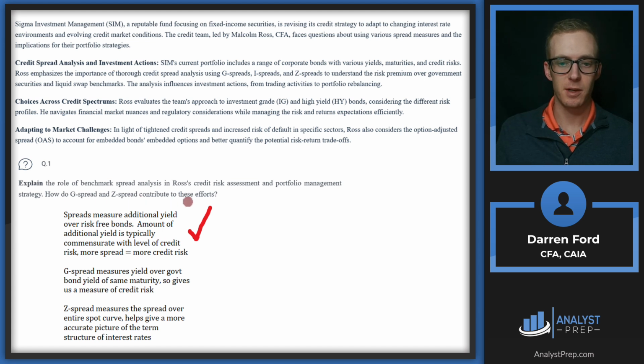So how do G spread and Z spread contribute to these efforts? G spread is measuring the yield over government bond yield of the same maturity. So this is giving us a measure of credit risk at a specific point in time for a security relative to that same maturity. So this is going to be kind of pure credit spread, 1-to-1 bonds in the portfolio. And then Z spread measures the spread over the entire spot curve, helps give a more accurate picture of the term structure of interest rates. So the key here is the Z spread is telling us the whole term structure of interest rates. G spread is just giving it for that one maturity. So yeah, you'd get 1 point for each of those right there.